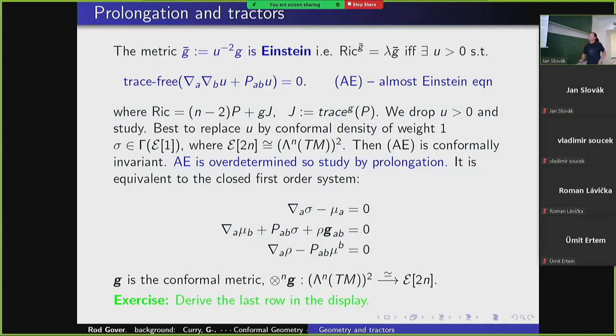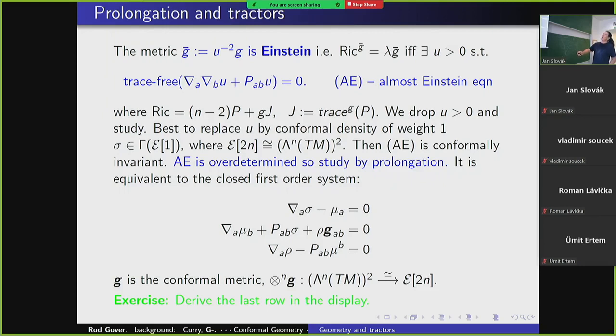Okay, well let's now write down how this comes from prolongation. This was in the article with Bailey and Eastwood, that's how we did it. So let me remind you of that. Start off with a metric g, take a conformally related metric where I'm going to make the conformal factor minus 2 instead of plus, right? So u to the minus 2, u is some positive function.